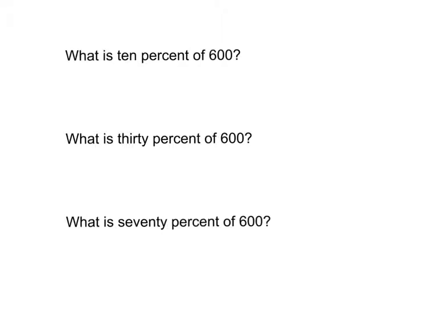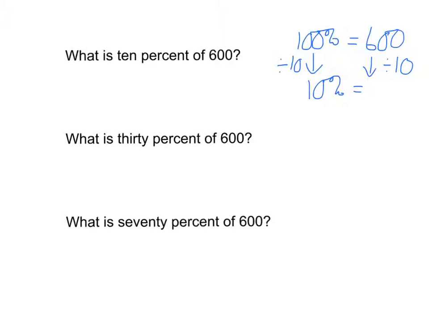What is 10% of 600? So if we start off with 100%, and 100% is going to be our amount, 600, and I want to find 10%. To do that, all I have to do is divide by 10. So to find 10% of anything, I divide it by 10. If I divide 600 by 10, I get 60. So 10% would be 60.